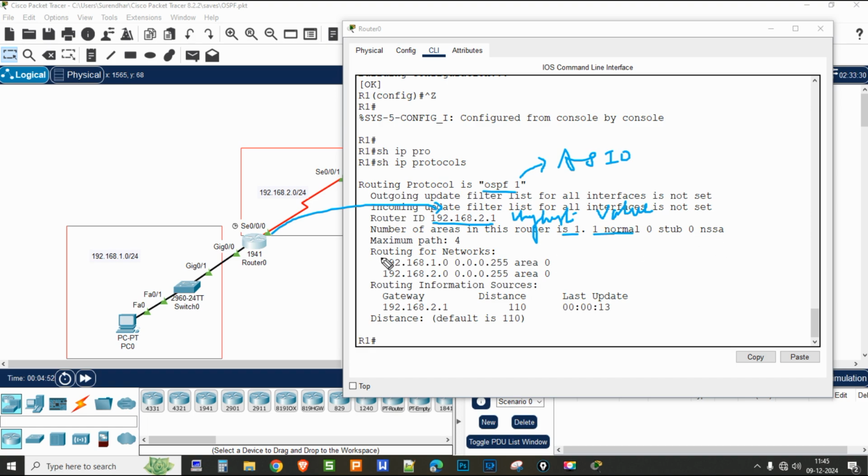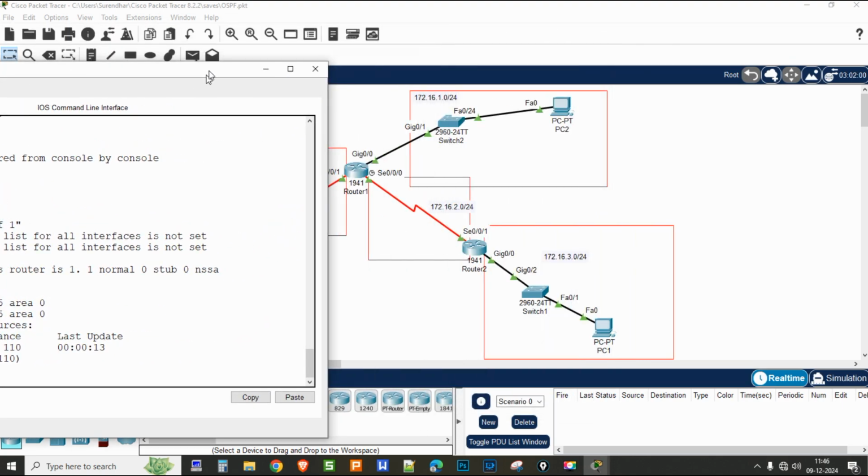What are the networks advertised for these networks? Network discovery. This is the AD value of OSPF, 110, for RIP 120. This is the gateway 2.1. Similarly, we can configure the neighbor router. So what happened?